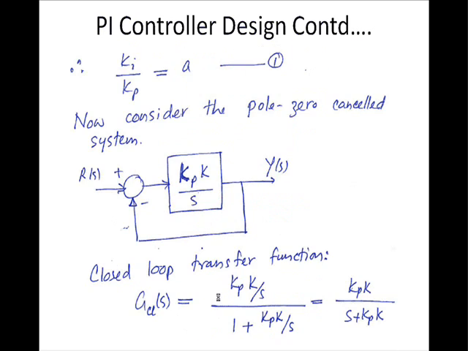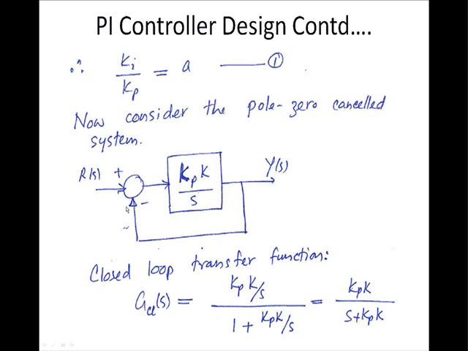So what we simply do here is we choose the ki over kp ratio to be equal to a, which gives us one relationship in the process of finding the values of ki and kp corresponding to this particular control problem. If you now consider the pole zero cancelled system, what is left in the forward path transfer function after pole zero cancellation is only kp times k divided by s.